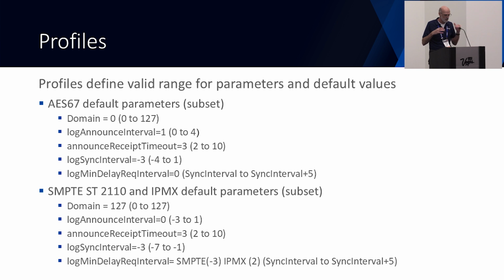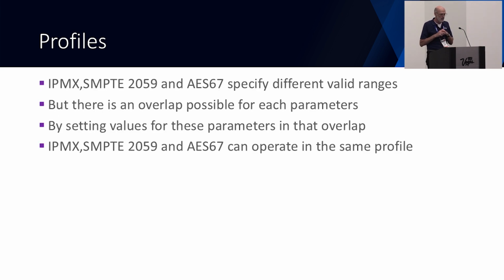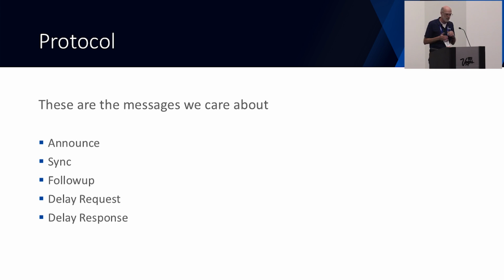And you'll notice that for some of these parameters, the allowed range for AS67 is different than the allowed range for SMPTE 2110, okay? So we have IPMX, SMPTE 2059, and AS67 that specify these different valid ranges, but there's an overlap for all these parameters for these ranges. And so if we're using the values on our network for these parameters and we set them to the overlap, that means we can use AS67 devices with SMPTE devices and with IPMX devices, because that means they can operate within that profile. That's the overlap.